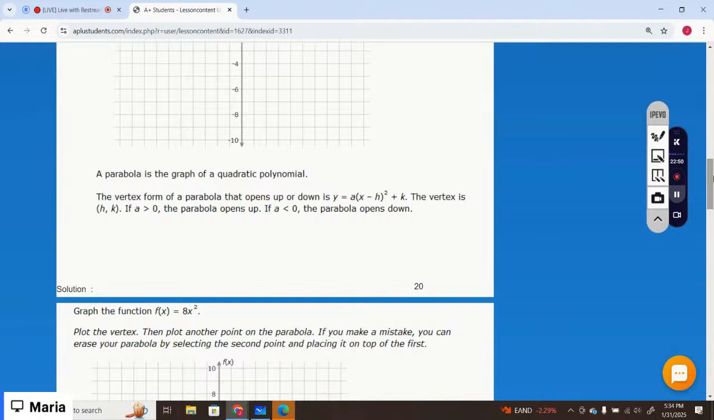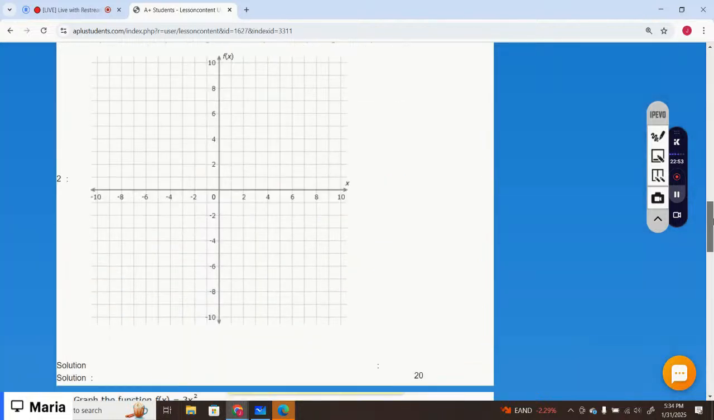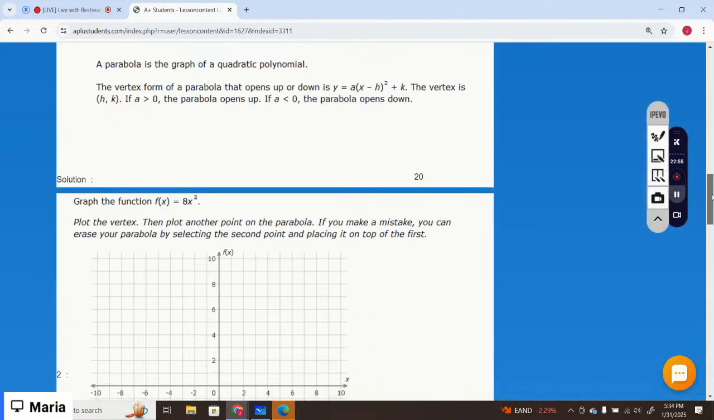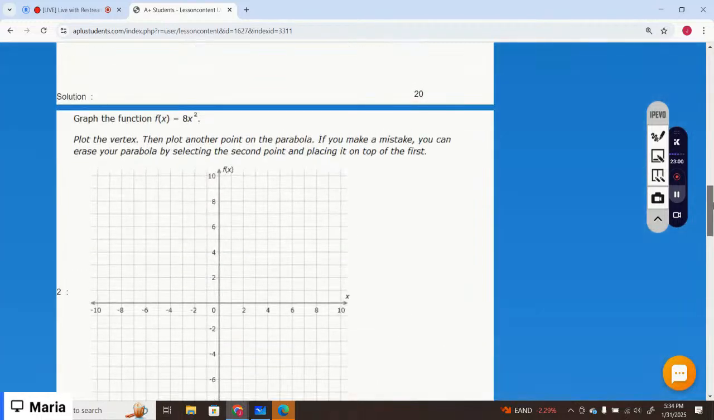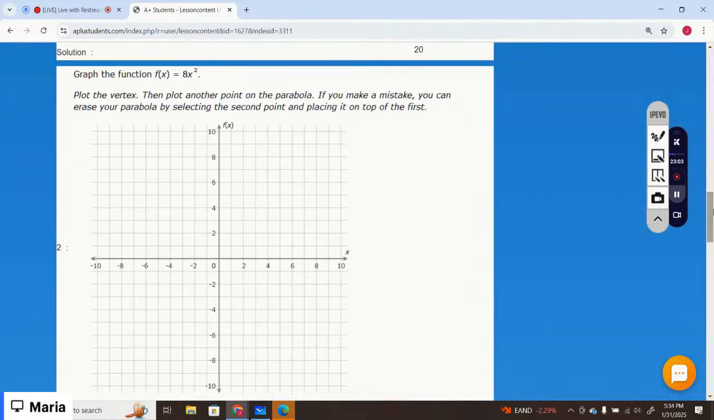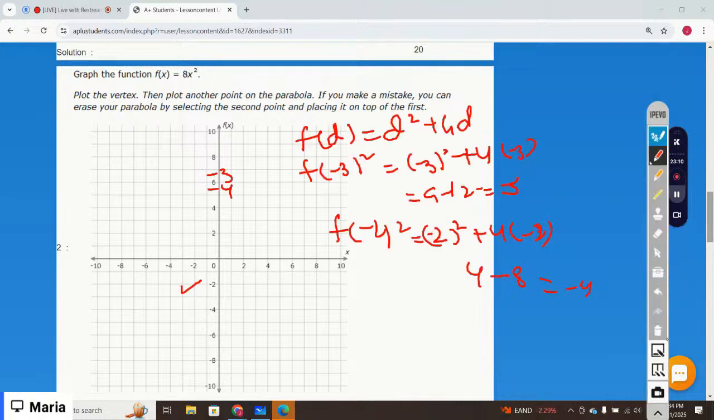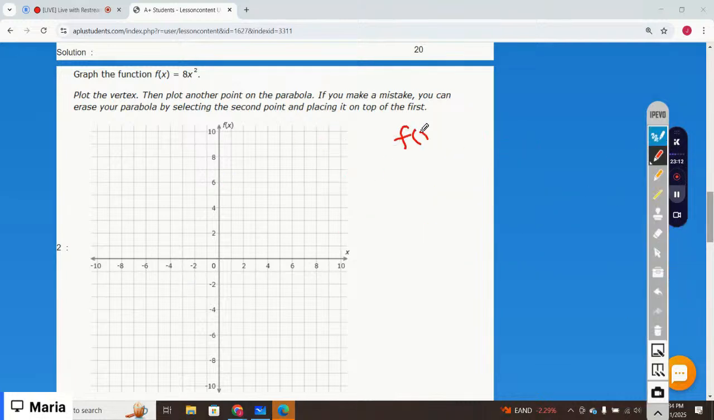Okay, the next one is graph the function f of x equals 8x square. Let's graph this function. The first thing we have to calculate is the vertex. The vertex in this form is 8 times x minus 0 whole square plus 0. So the vertex is 0, 0. Now you have to calculate a point on the parabola.